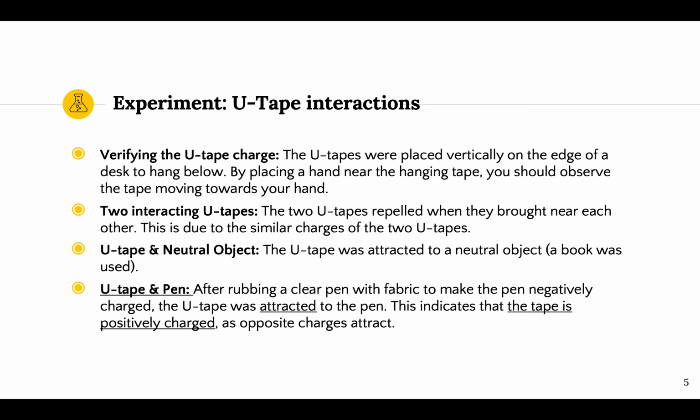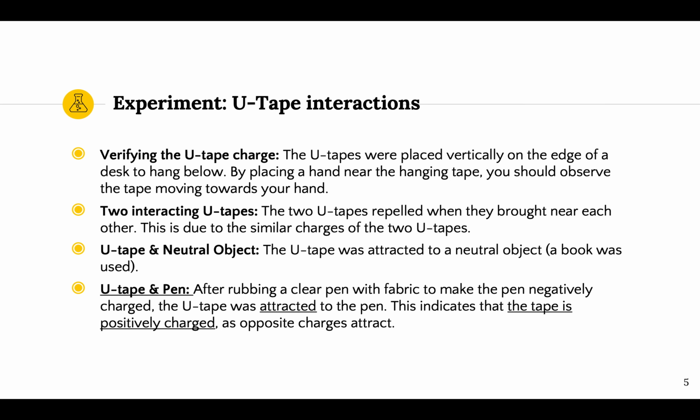Next, we were verifying the U-tape interactions as we did in Lab 1. First, U-tapes were placed vertically on the edge of a desk to hang below, and by placing a hand near the tape, you should observe that the tape was moving towards your hand. Next was the two interacting U-tapes. The U-tapes repelled when they were brought near each other due to the similar charges. Next, the U-tape and a neutral object. The U-tape was attracted to the neutral object.